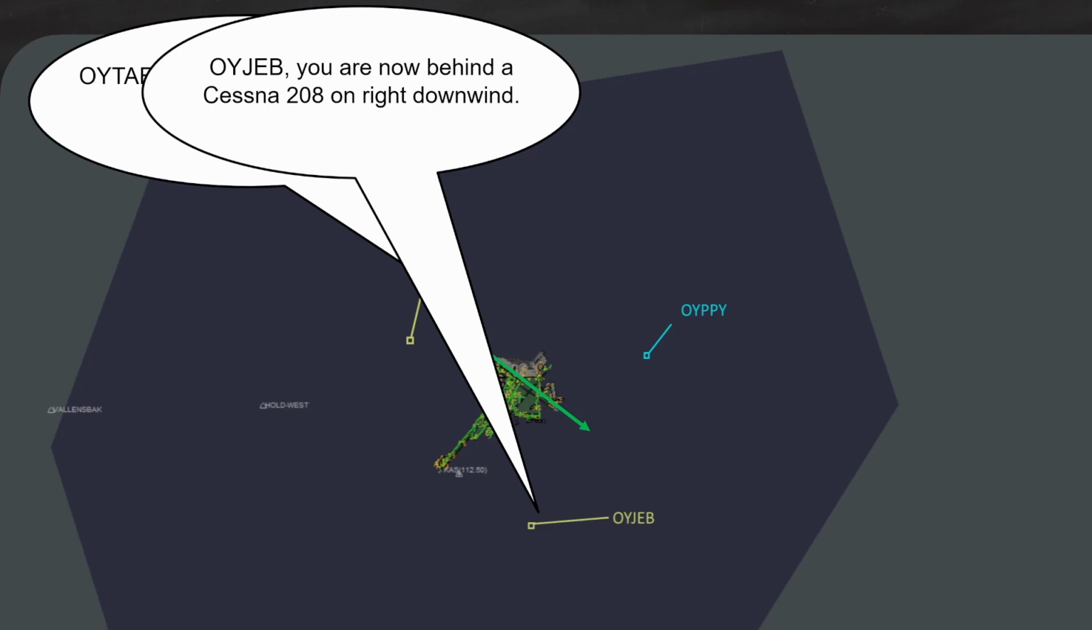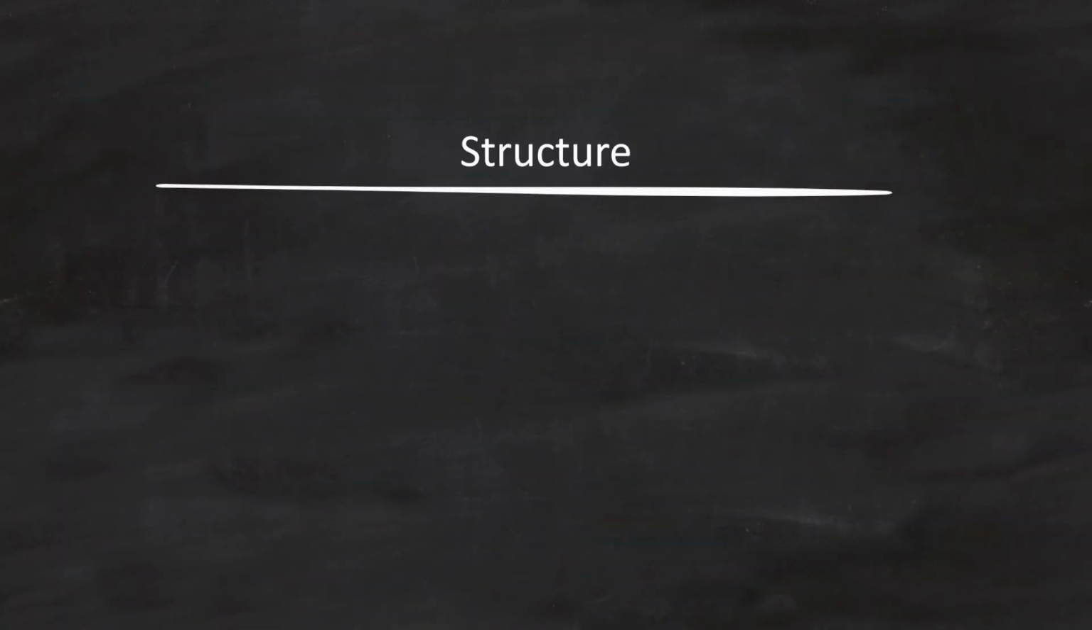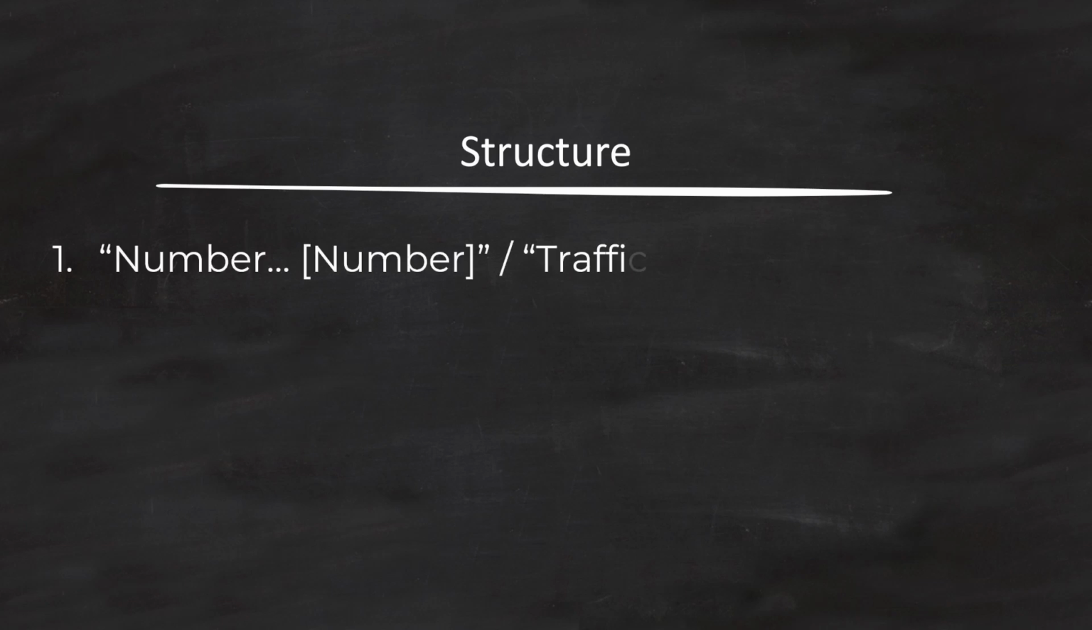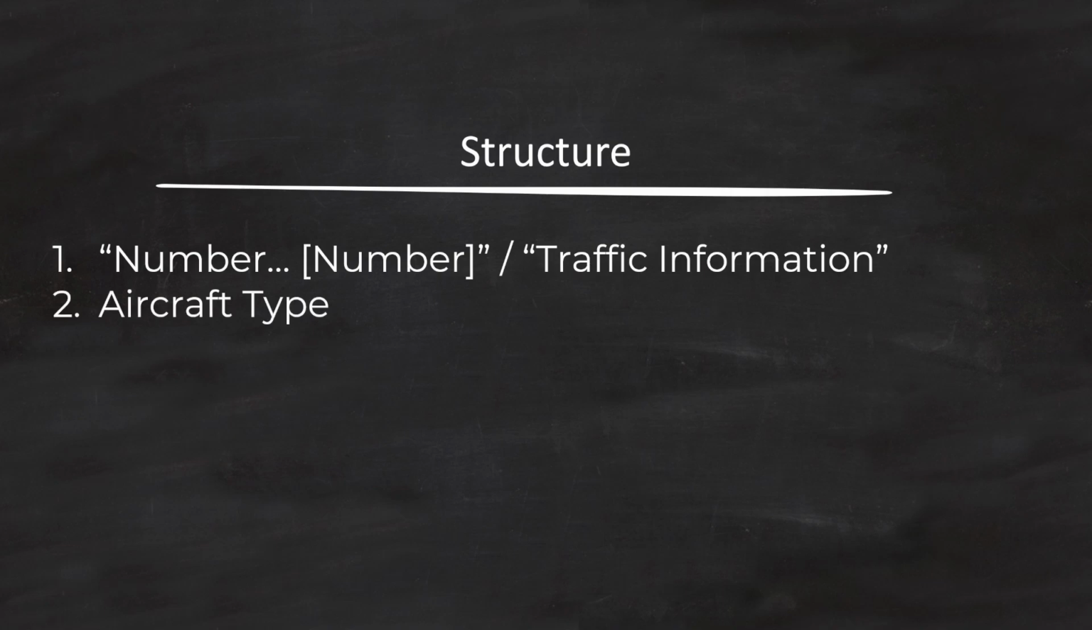Before we move on, let's talk about structure. How do you provide traffic information? We split it up in sections. Section 1: number 2, 3, whatever, behind whatever. Or you say traffic information if it's outside the circuit. In section 2, inform of the aircraft type: A320, Piper 28, Cessna 182. Section 3, inform where it is.